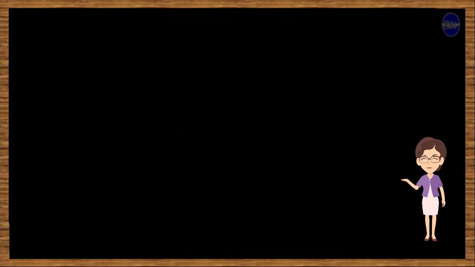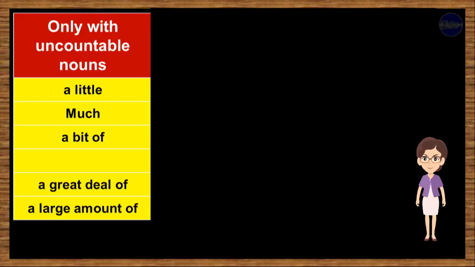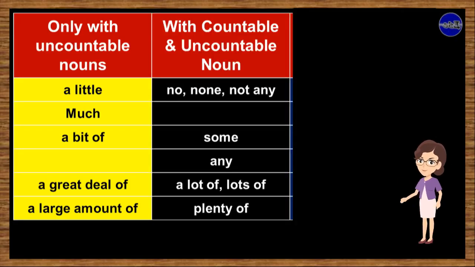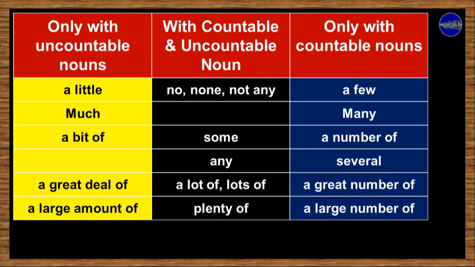See the table. Here are the kinds of quantifier and their usage. Only with uncountable nouns: a little, much, a bit of, a great deal of, a large amount of. With countable and uncountable nouns: no, none, not any, some, any, a lot of, lots of, plenty of. Only with countable nouns: a few, many, a number of, several, a great number of, a large number of.